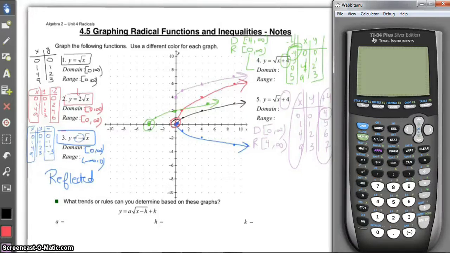Only one time the range was from negative infinity to a number, and this is in number 3 when it was reflected. In all the other cases, it's always been to infinity. So keep in mind, whenever it's reflected, it means that the range is going to be from negative infinity to a point. Now, let's move on to this.